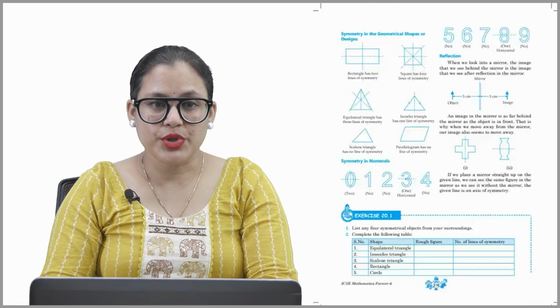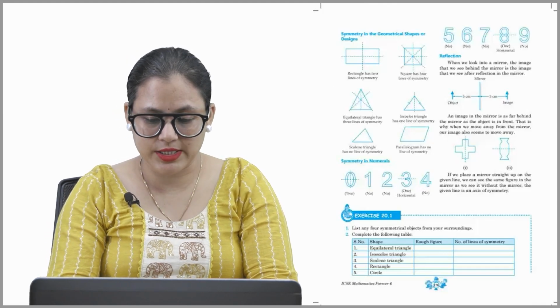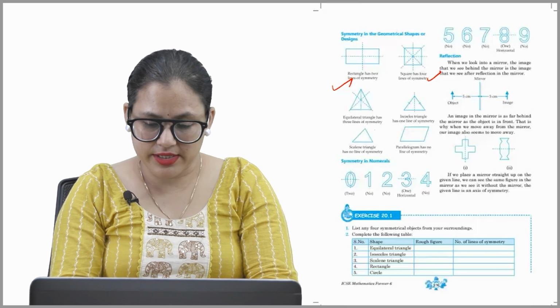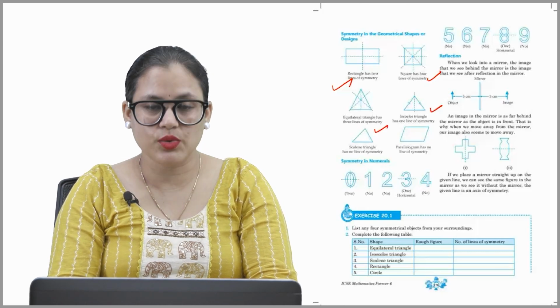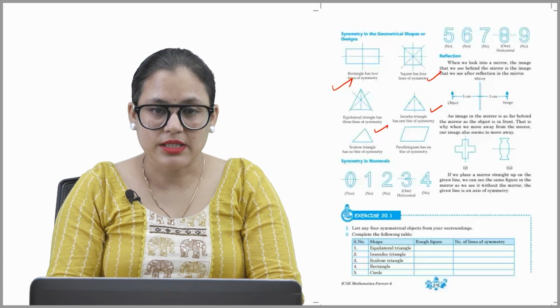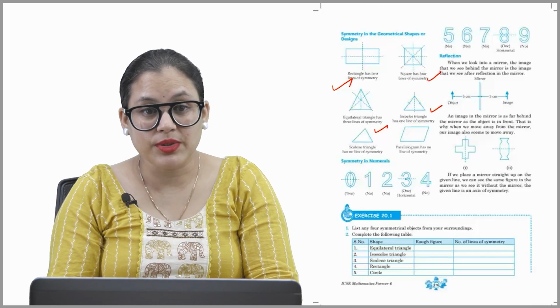Symmetry in geometrical shapes or designs. Rectangle has 2 lines of symmetry, square has 4 lines of symmetry. Equilateral triangle has 3 lines of symmetry, and isosceles triangle has only 1 line of symmetry. Scalene triangle has no line of symmetry. Similarly, parallelogram has no line of symmetry.